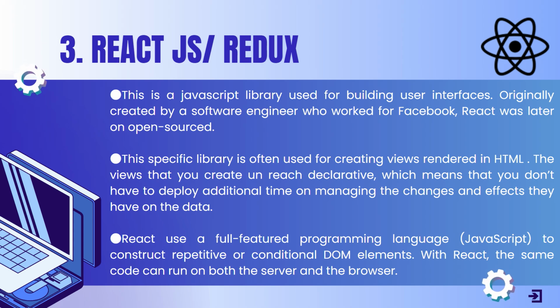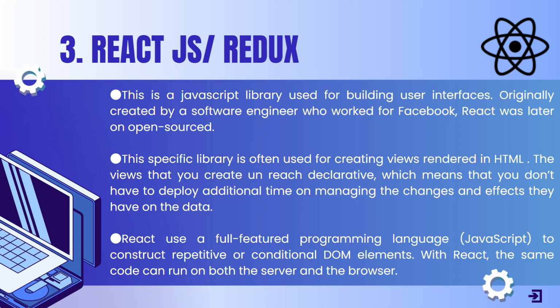Next is virtual DOM. React uses virtual DOM, that is document object model, to optimize rendering. When the state of an application changes, React creates a new virtual DOM and compares it with the previous version. It then calculates the minimal set of changes needed to update the real DOM, making the UI update faster and more efficient.